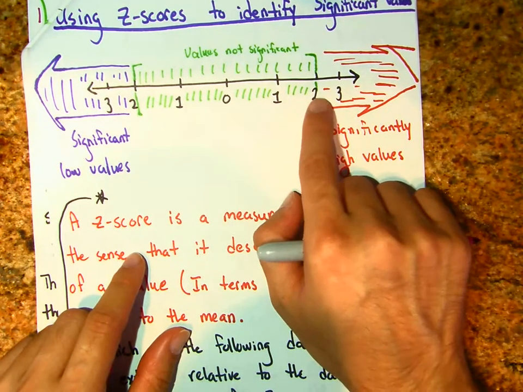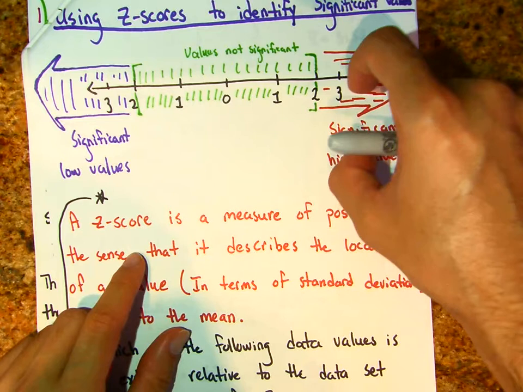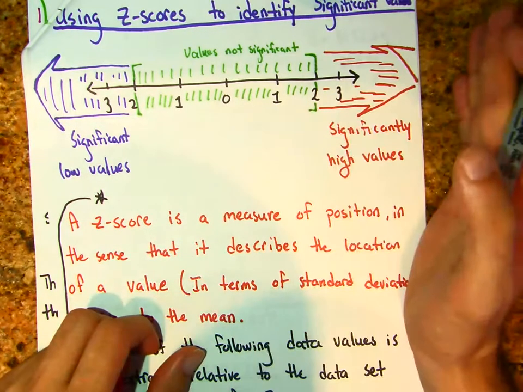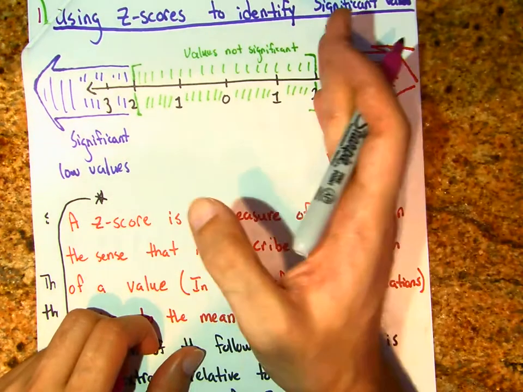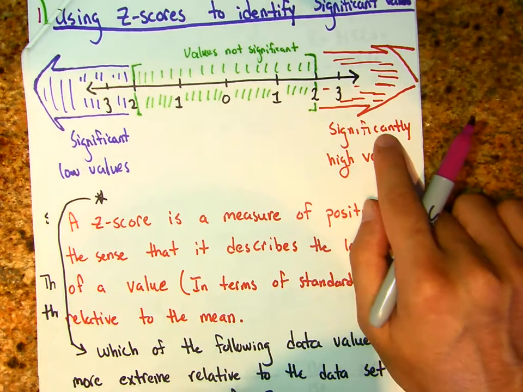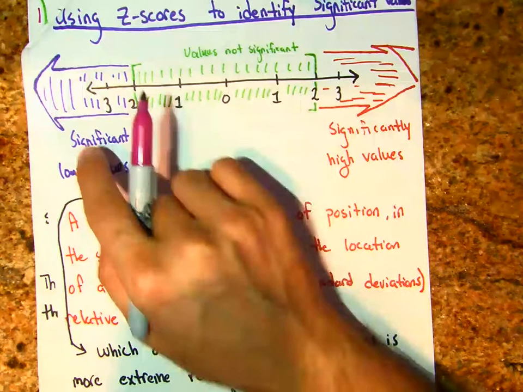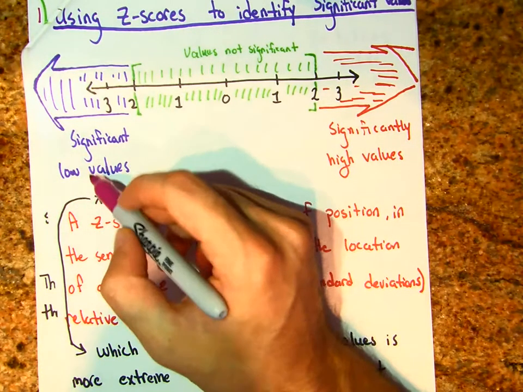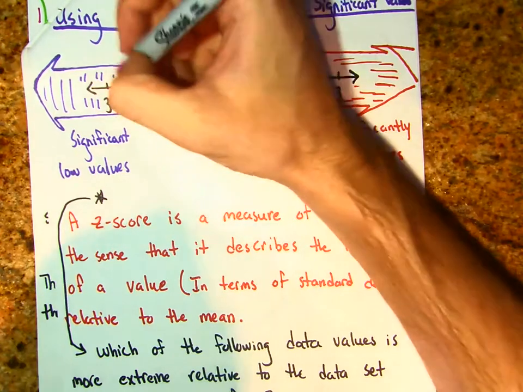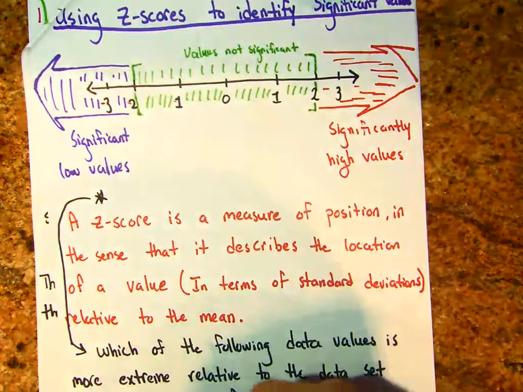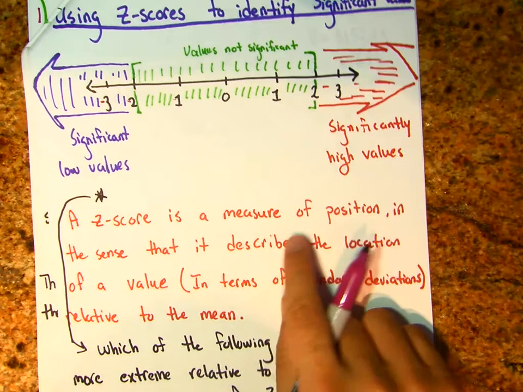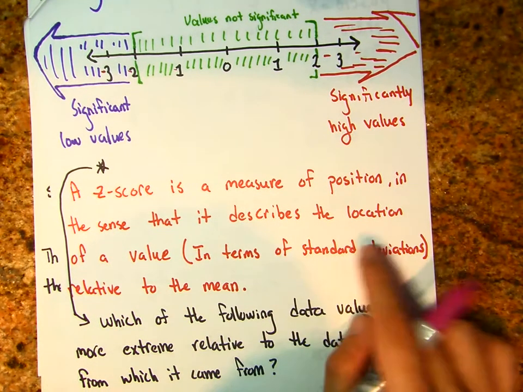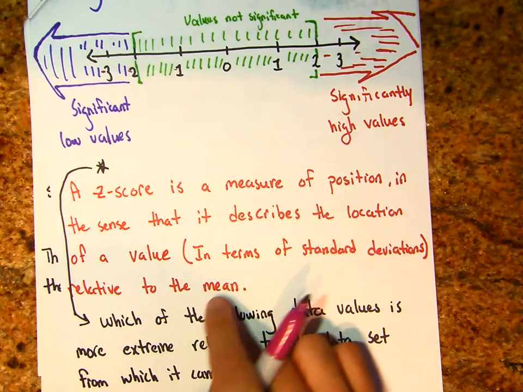Like if somebody scores a 90 and above, this is, I guess, considered an outlier, right? So the idea is you're farther away from the mean. If you're more than 2 standard deviations above, we're going to say this is a significantly high value. If you're below 2 standard deviations from the mean, then this is a significant low value. I realize that this should be a negative value. Sorry. Okay. And yeah, a Z-score is a measure of position in the sense that it describes the location of a value in terms of the standard deviations relative to the mean.